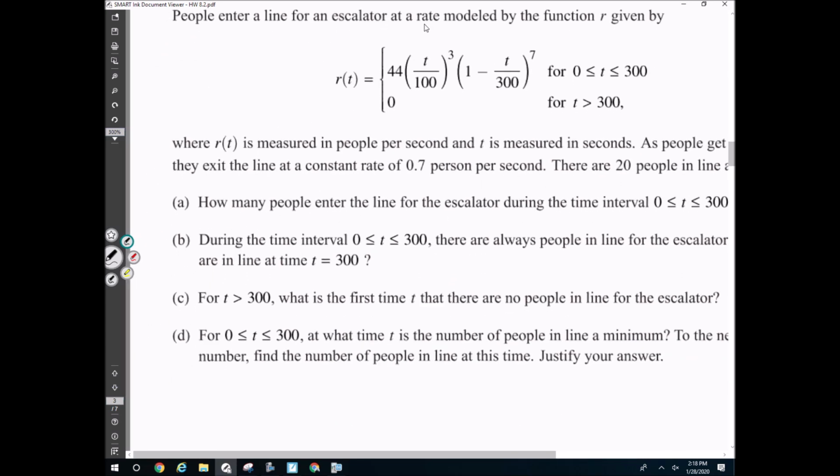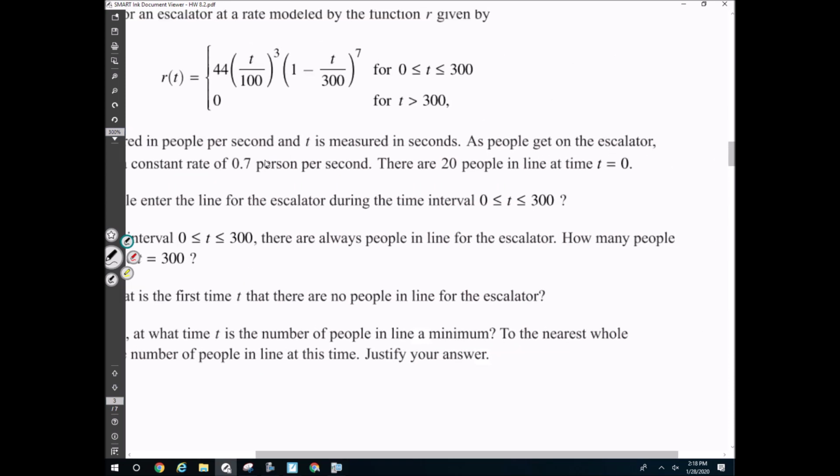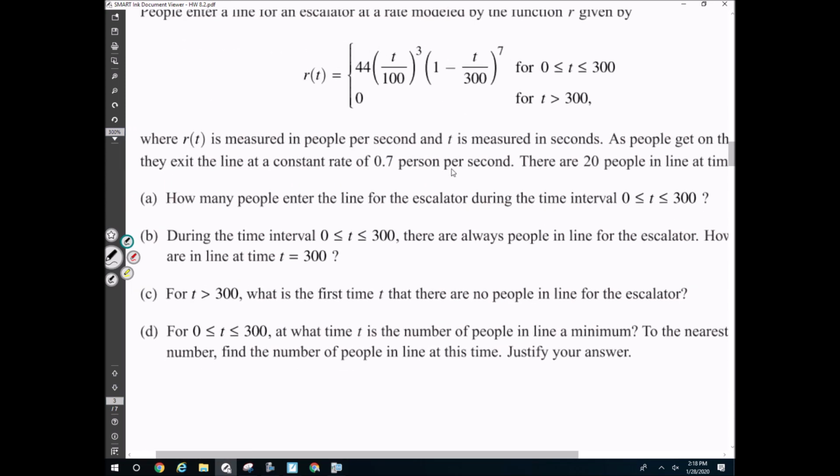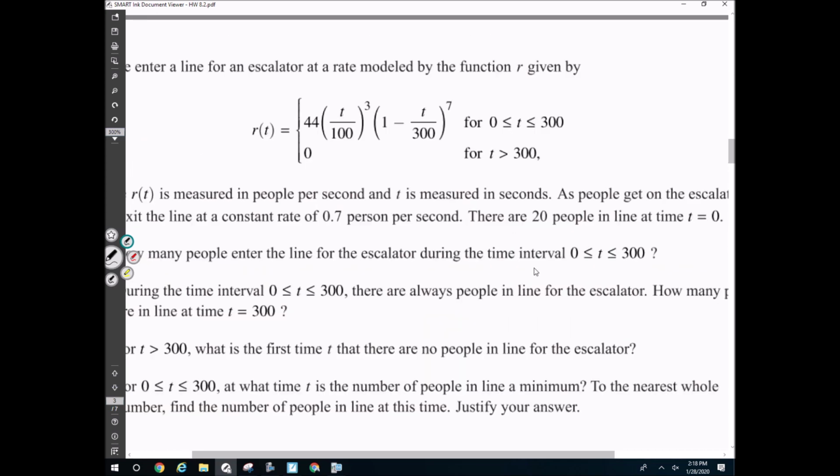All right, next one, escalator. We got people getting in line for an escalator, then people will be exiting the escalator at this. So this is my rate in. This is my rate out. 20 people in line at time 0. That's my initial amount.